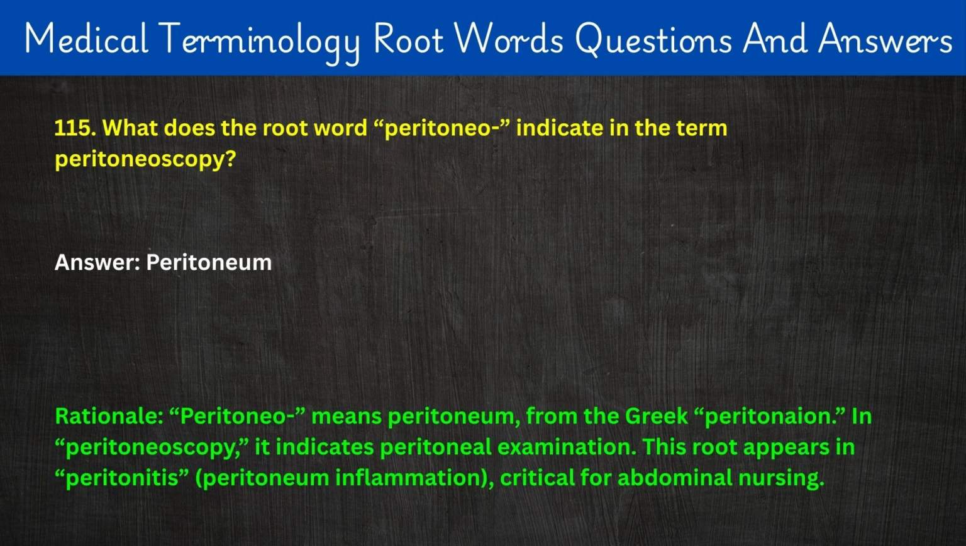115. What does the root word peritoneo- indicate in the term peritoneoscopy? Answer: peritoneum. Rationale: Peritoneo- means peritoneum, from the Greek peritonein. In peritoneoscopy, it indicates peritoneal examination. This root appears in peritonitis, peritoneum inflammation, critical for abdominal nursing.